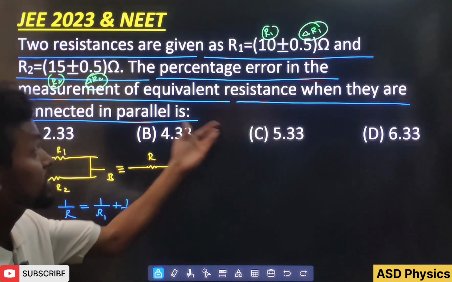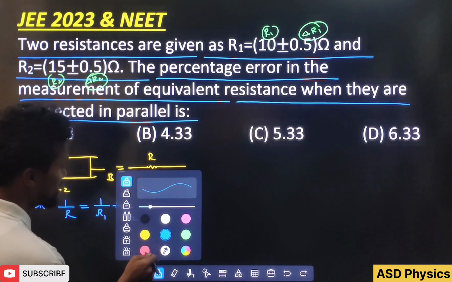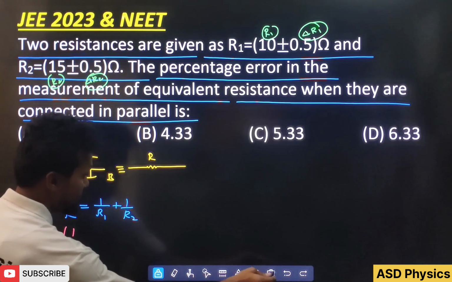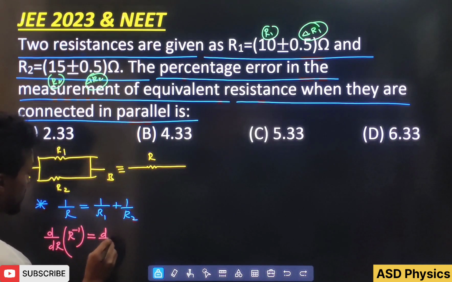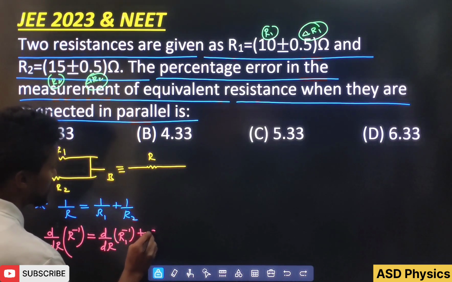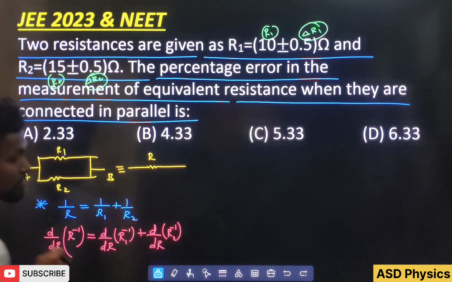But we have to calculate here the equivalent resistance error, so again we have to use the basics. Both sides I am going to differentiate with respect to R. 1 by R we can write as R to the power minus 1, equal to d by dR of R1 to the power minus 1 plus d by dR of R2 to the power minus 1.